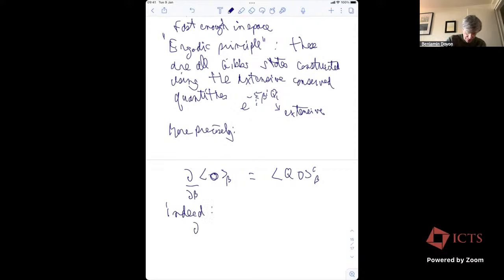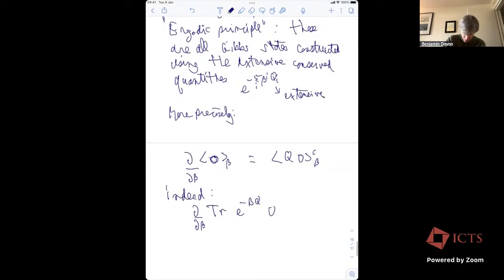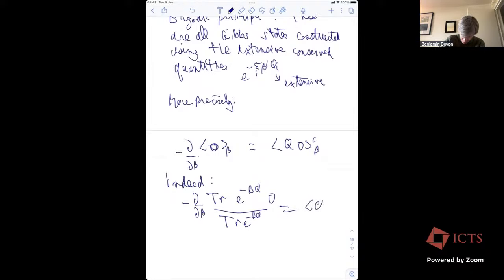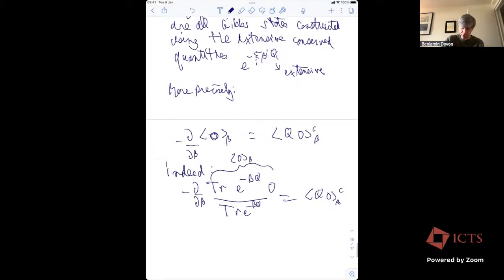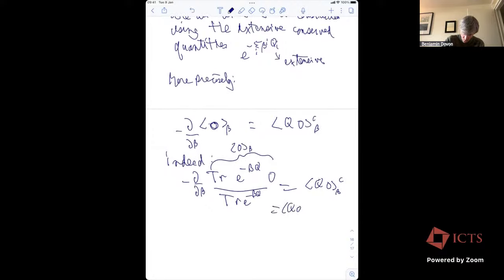If I do d/dbeta of trace exponential minus beta Q, and then I put an operator and divide by trace exponential minus beta Q, right? Maybe I should put minus d/dbeta. What I get, I have to do the derivative in the numerator and the denominator. If I do the calculation correctly, I get indeed the average of Q times O in that state beta, connected. So this is the average of O in the state beta. So I get the average QO connected. In other words, I get QO minus Q times O.